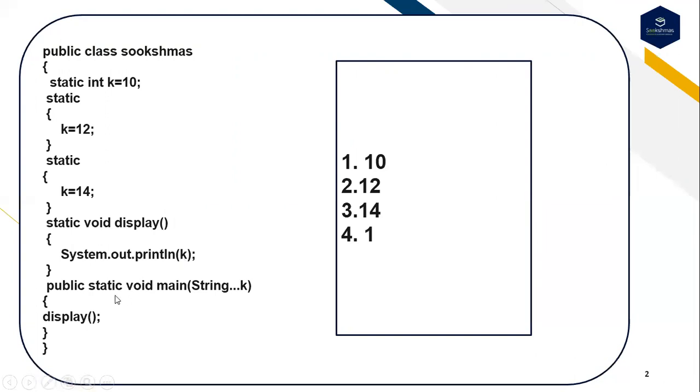Execution of the program begins from the public static void main. Here I'm calling the method called display. Here there is no need to create an object. Why? Because I'm invoking the static method. Predict the output of this code. These are the following options. First one is 10, second one is 12, third one is 14, and the fourth one is 1. You can pause this video and predict the output of this code.